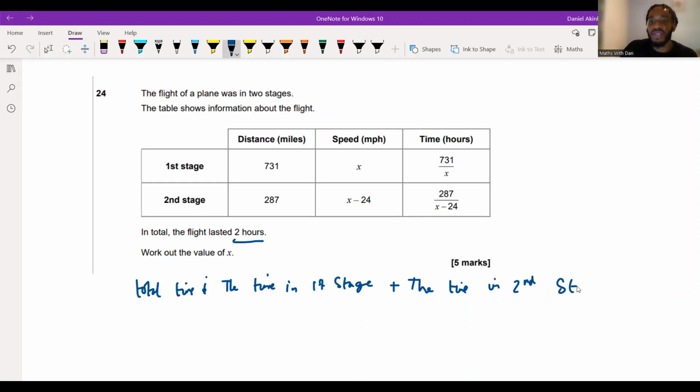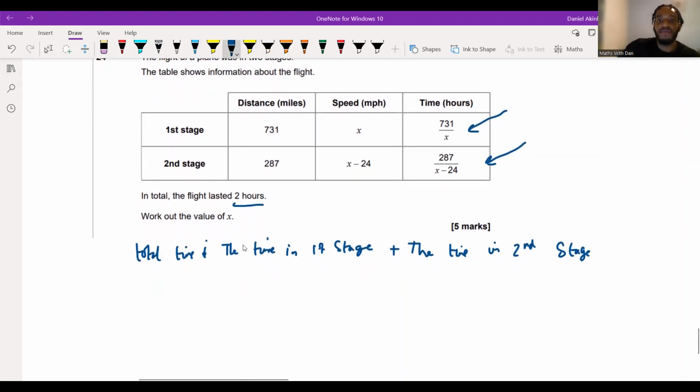Where are the times in the first and second stages? They're right here, these two. Stage 1 time, stage 2 time. And they're telling us this is 2 hours. So we could say that the time in stage 1 will be 731 divided by x plus the time in stage 2, which is 287 over x minus 24. And this must equal 2, because it lasted 2 hours, and this time is in hours. This will probably give you about 1 mark, being able to construct this equation.